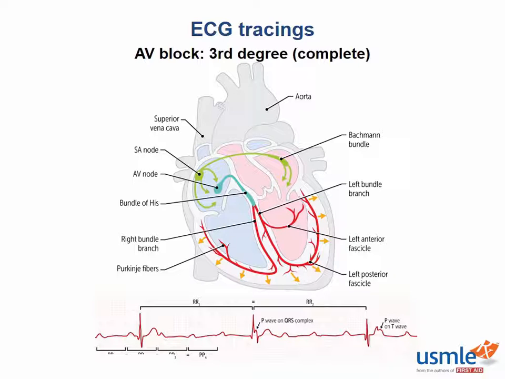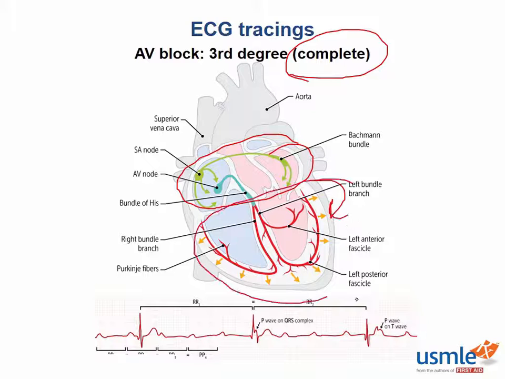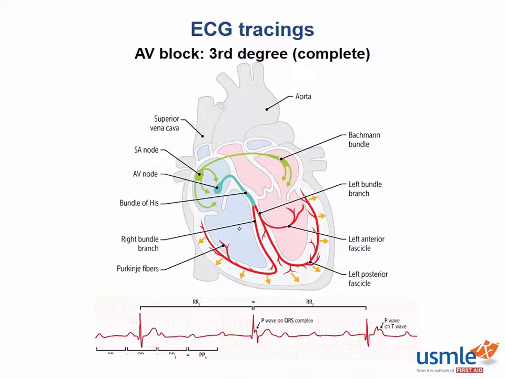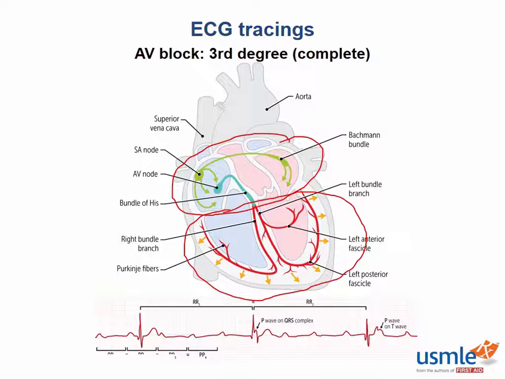Third degree AV block, also known as complete atrioventricular block, is when there is absolutely no communication between the atrium and the ventricles. They are now completely distinct electrical systems because there is complete blockage of the AV node. Remember, the AV node in an anatomically normal heart is the only communication between the atrium and the ventricle. I'm saying that assuming there's no accessory pathways like in Wolff-Parkinson-White. The only electrical connection between the atrium and the ventricle is the AV node and the bundle of His.